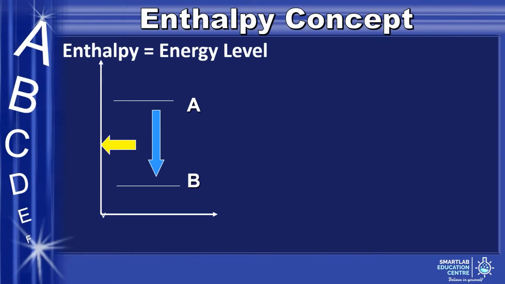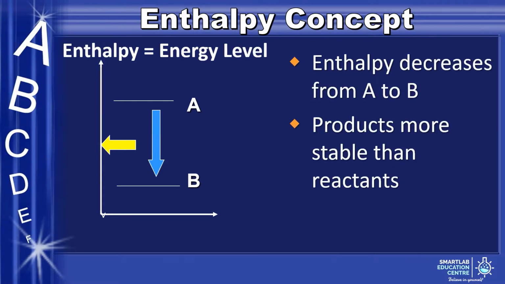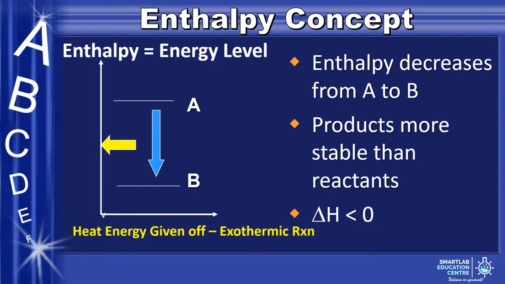Enthalpy is synonymous with energy level, and when the enthalpy decreases from A to B as seen in the diagram, the products are more stable than the reactants. And hence the enthalpy change is less than zero. And when heat energy is given off, it is an exothermic reaction.